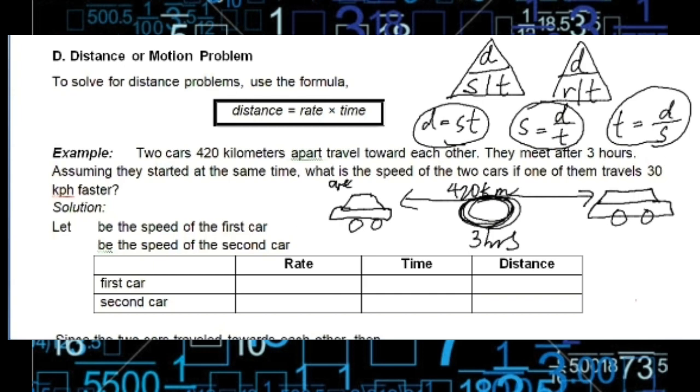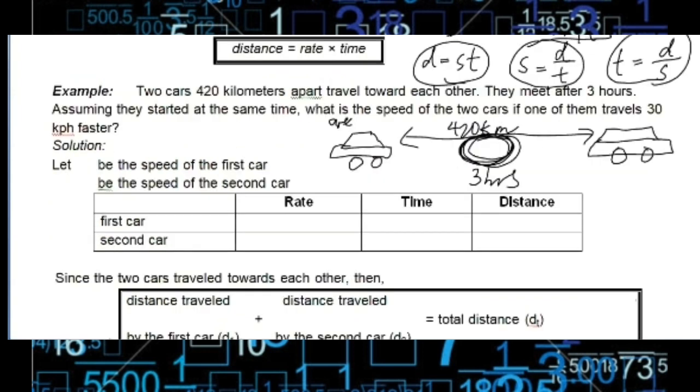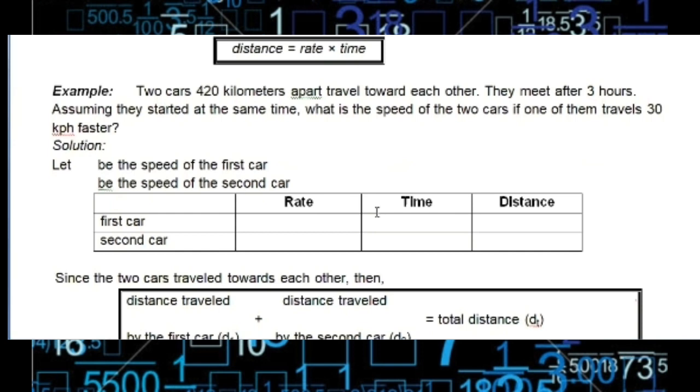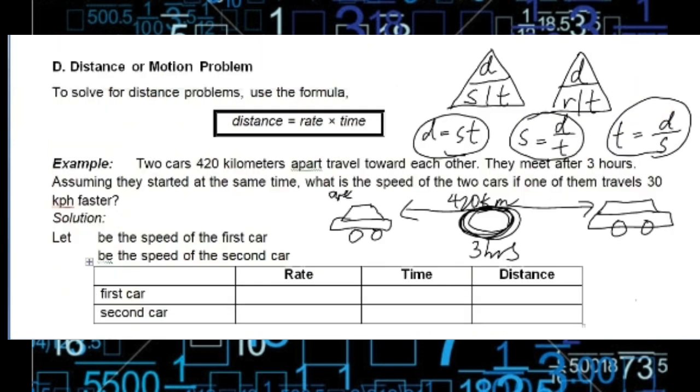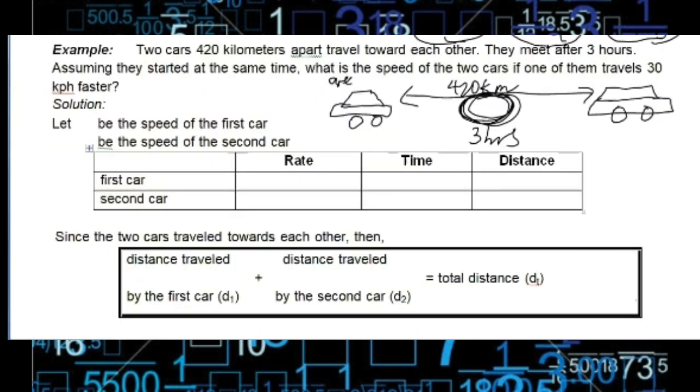So, ngayon, representation muna tayo. Gawa muna tayong table. Una, sabi sa problem, they have the same time. So, lagyan na natin parehas 3 hours. Fix na yan. Okay? Tapos, ano pang given sa problem? Parehas yung kanilang kilometers eh. Ano ba yung apart nila? 420. Anong tawag dun sa 420 kilometers? Yung layo sa isa't isa. Total distance yon. Total distance ang tawag doon.